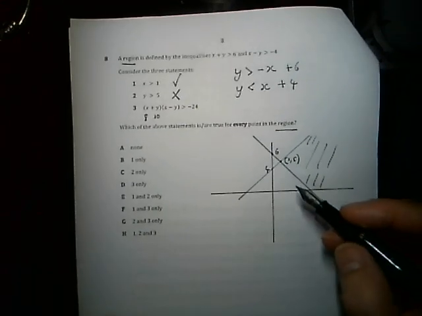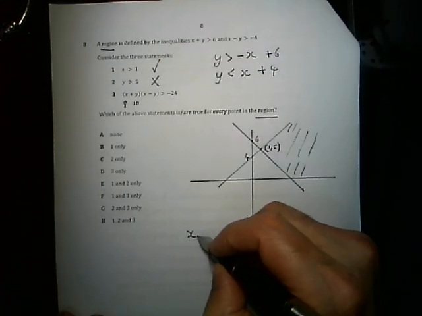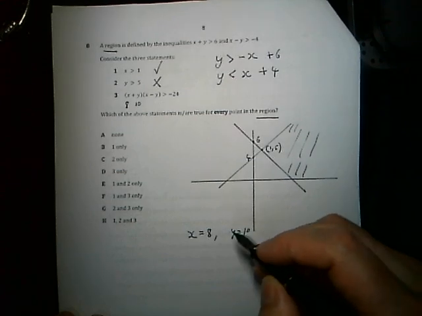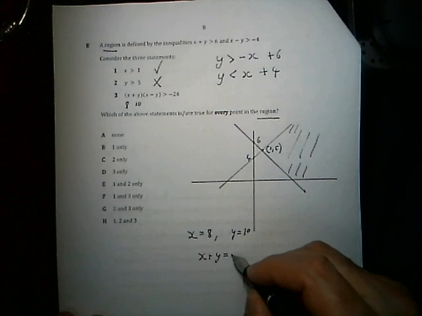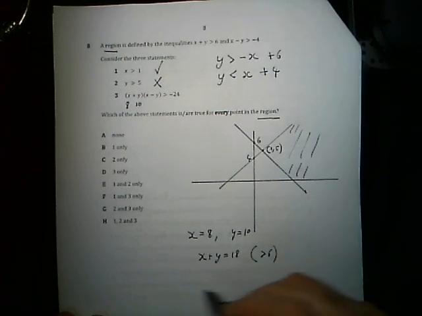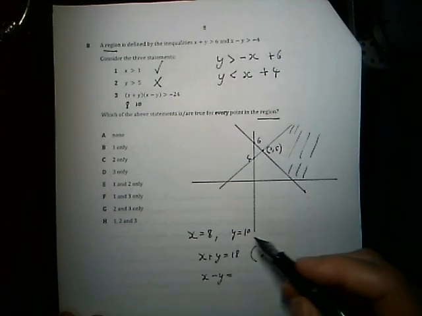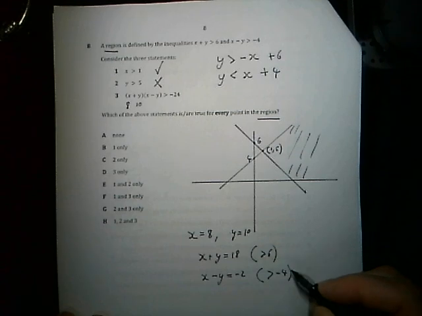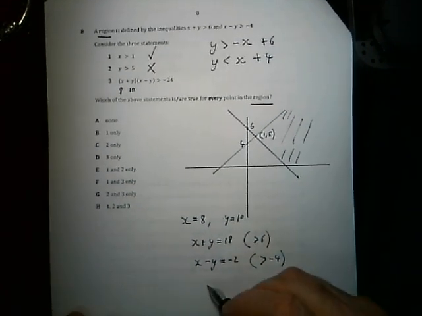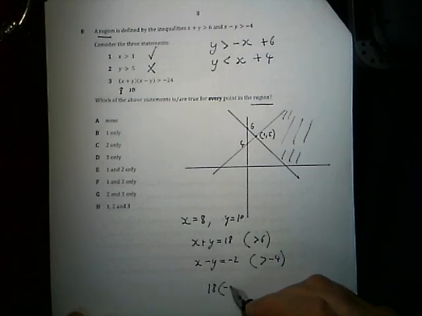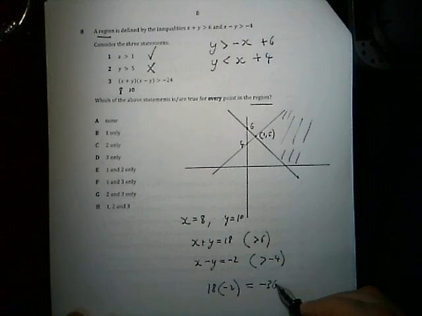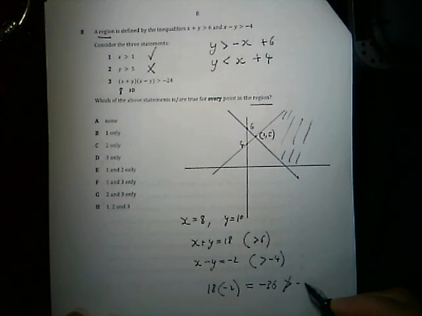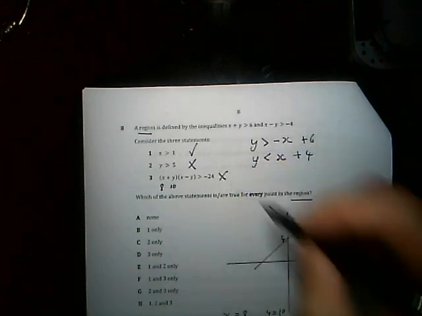So if I choose 8 and 10, let's write this here, x equals 8, y equals 10. Then when I add those together, I get x plus y is 18, which is certainly bigger than 6. And x minus y equals 8 minus 10, which is -2, and that is certainly bigger than -4. When I multiply these together, I get 18 times -2 equals -36, and -36 is not bigger than 24. So I found an example where this is not true inside the region. So that's not true either.